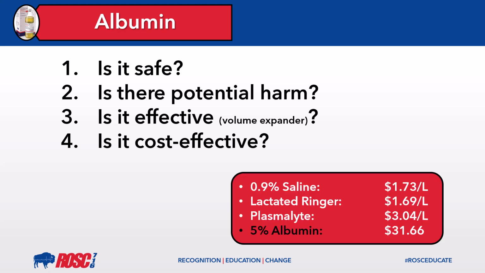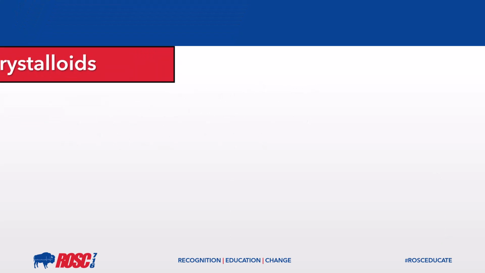So taking a look at these prices, 5% albumin is relatively expensive when we take a look at the cost of a crystalloid. So with all that information, where do we go from here when it comes to albumin administration in a shock patient? Well, if you ask me, if you choose to use albumin, you really should individualize the use of it based on your patient's condition and disease processes. Now let's move on to crystalloids.